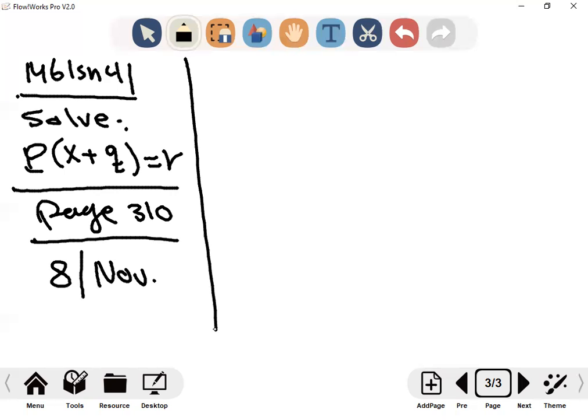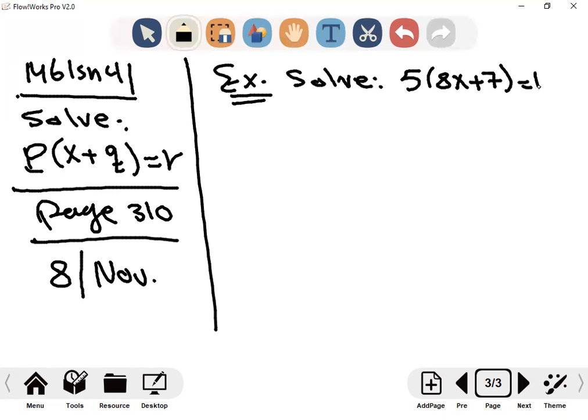Now let's remember what we did yesterday. For example, if I need to solve 5(8x + 7) = 100. To solve this equation, first step, you distribute the 5 into the bracket. So it will be 5 by 8x and 5 by 7. Simplify: 5 by 8x is 40x, 5 by 7 is 35, all equal to 100.